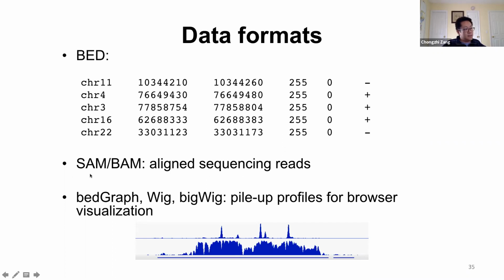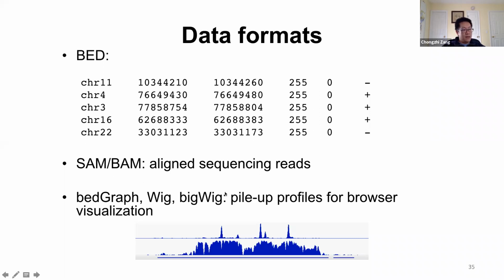Some other data formats are SAM and BAM, usually used by Bowtie and BWA to store the aligned sequence reads. SAM is also a readable data format, and BAM is the binary compressed version of a SAM file. It contains both the original sequences and the alignment coordinates, the alignment location information.